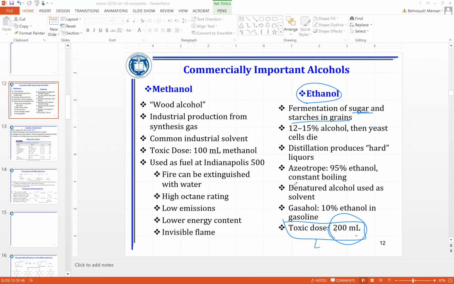It has a high octane rating, and you also have gasohol, 10% ethanol in gasoline. Basically, the combustibility of the gasoline would be increased, and the miles per gallon is going to be more efficient. So it would be higher miles per gallon of the gasoline. That's why they are adding some ethanol or methanol to the gasoline. Okay.